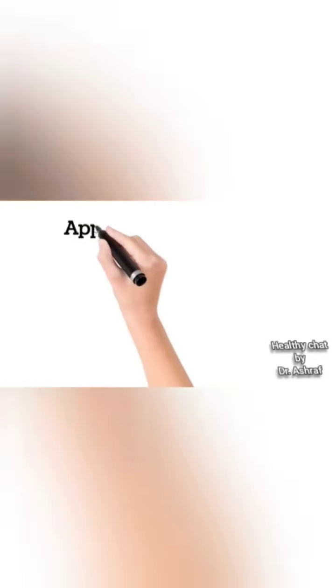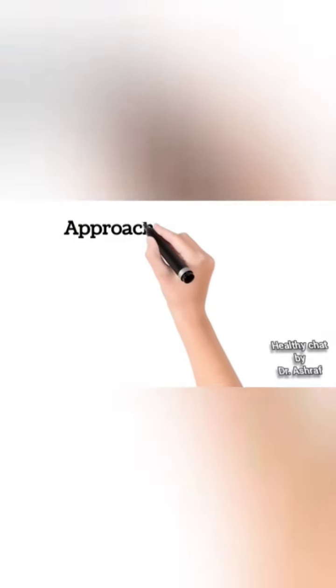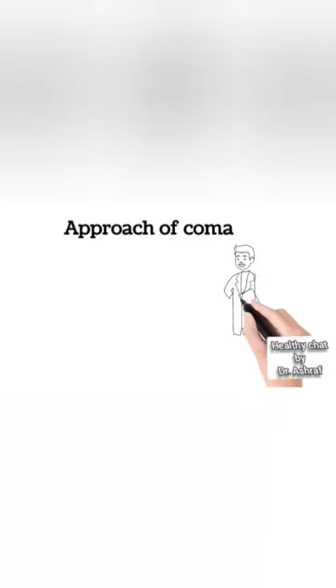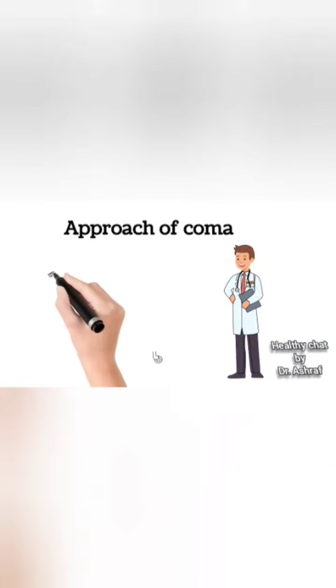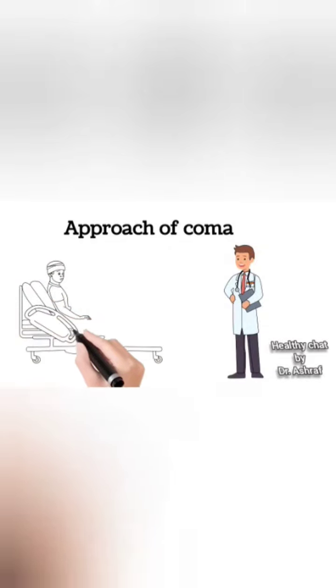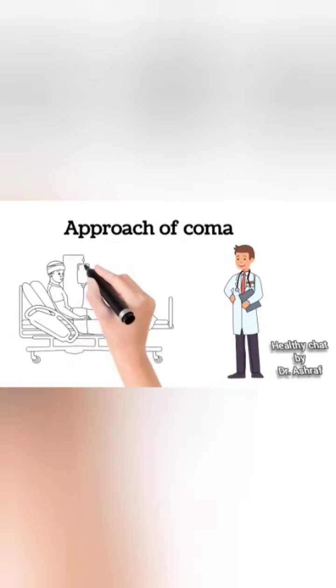Hello, everyone. Today, we're going to walk through a classic diagnostic algorithm for evaluating a patient in a coma. This flowchart provides a structured, step-by-step approach based on key elements from the history and physical exam. Remember, this is a framework to organize your clinical thinking in an emergency.